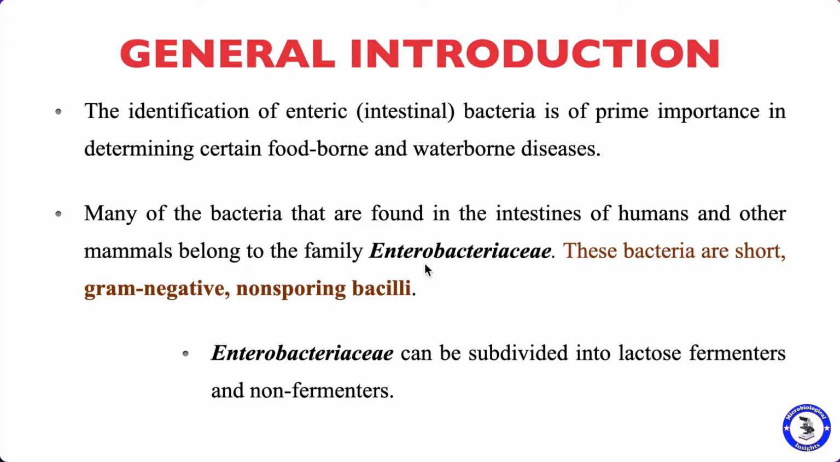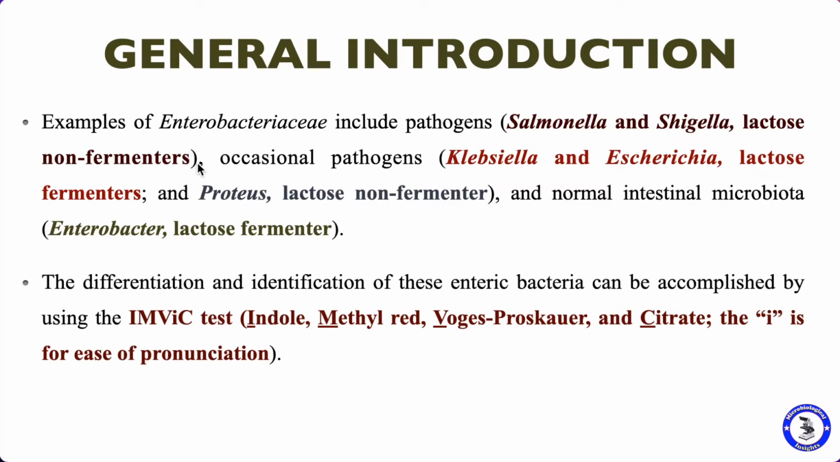And these Enterobacteriaceae can also be subdivided into lactose fermenting bacteria and non-lactose fermenting bacteria. Some examples of Enterobacteriaceae which include pathogens are Salmonella and Shigella. These two are lactose non-fermenters. Occasional pathogens such as Klebsiella and Escherichia coli are lactose fermenters. Proteus is a lactose non-fermenting bacteria, and a normal intestinal microorganism is the Enterobacter species, which is a lactose fermenting bacteria.